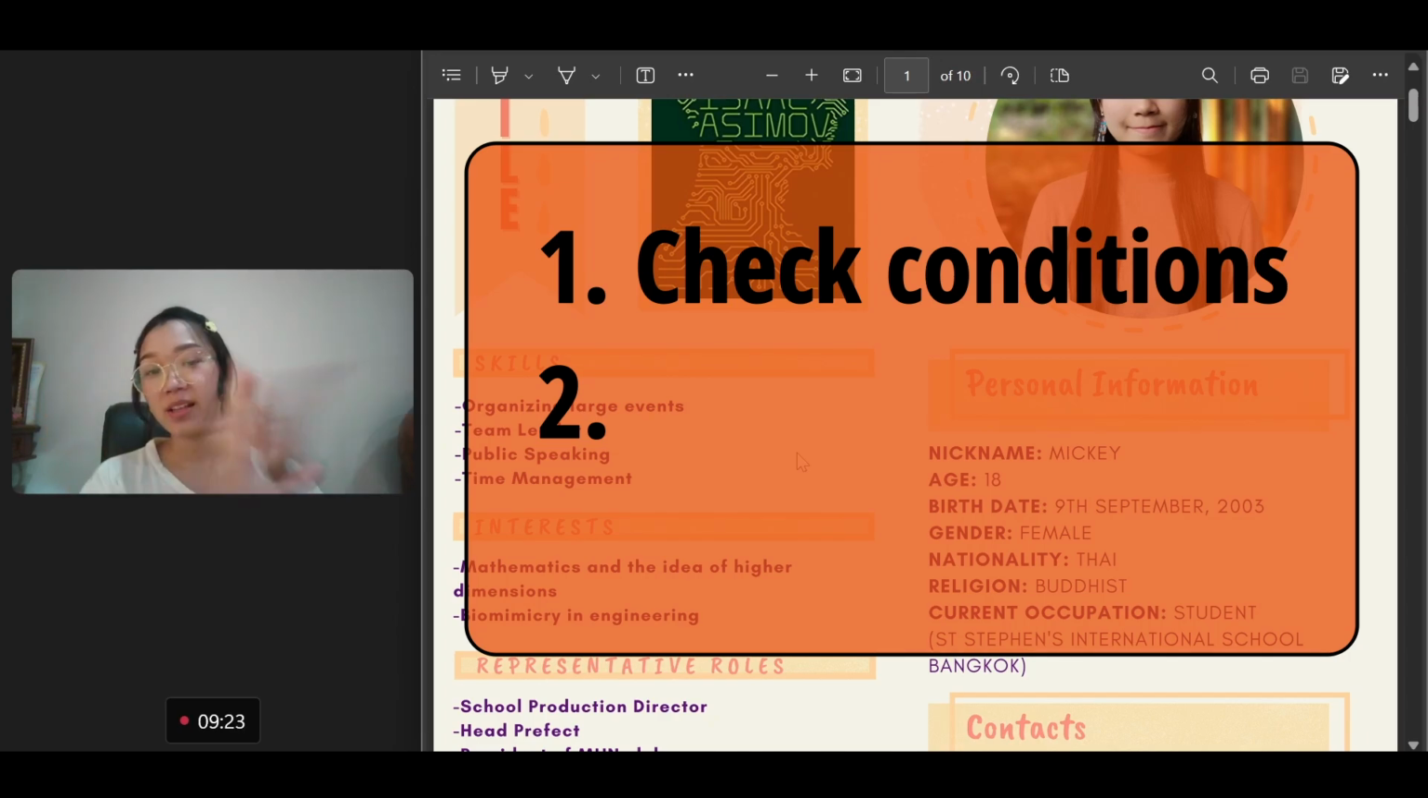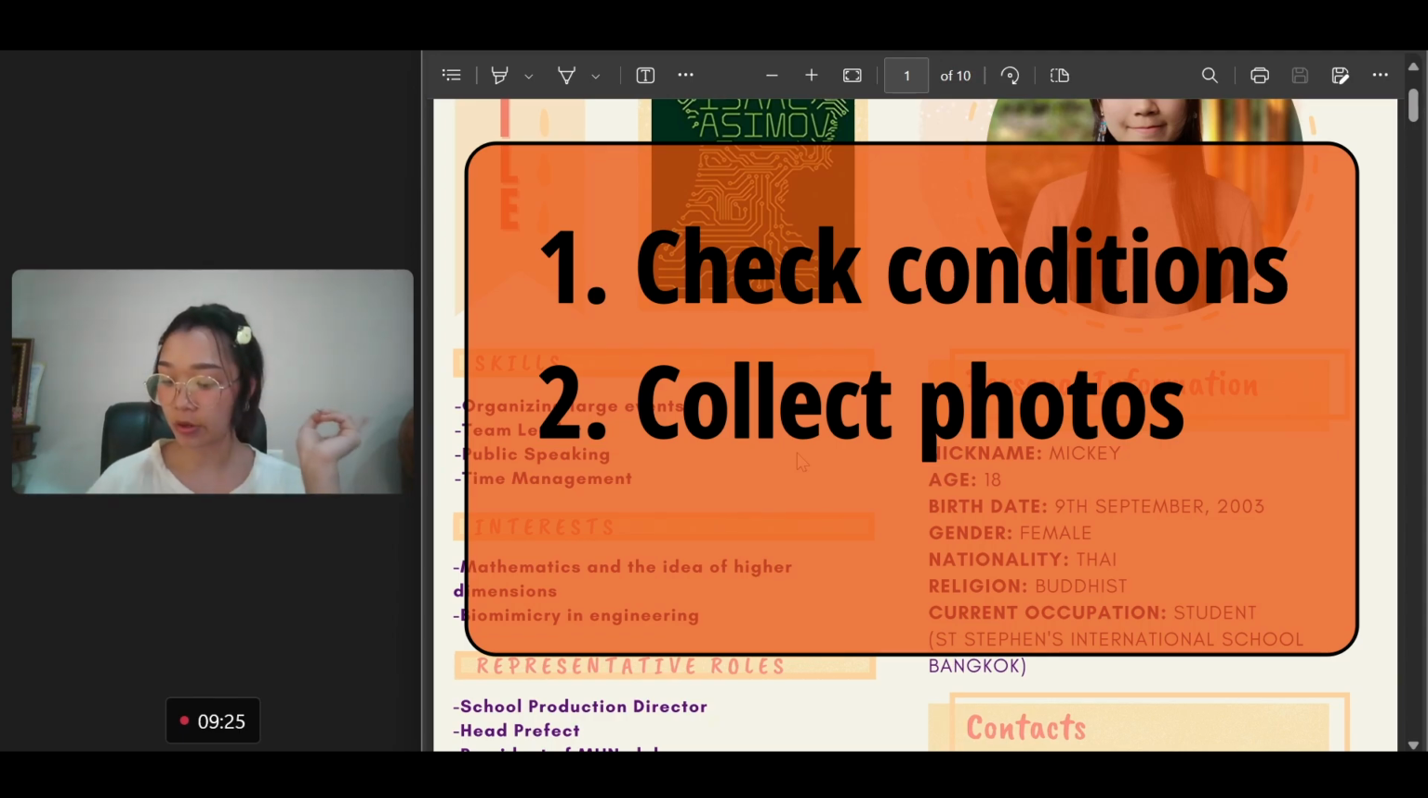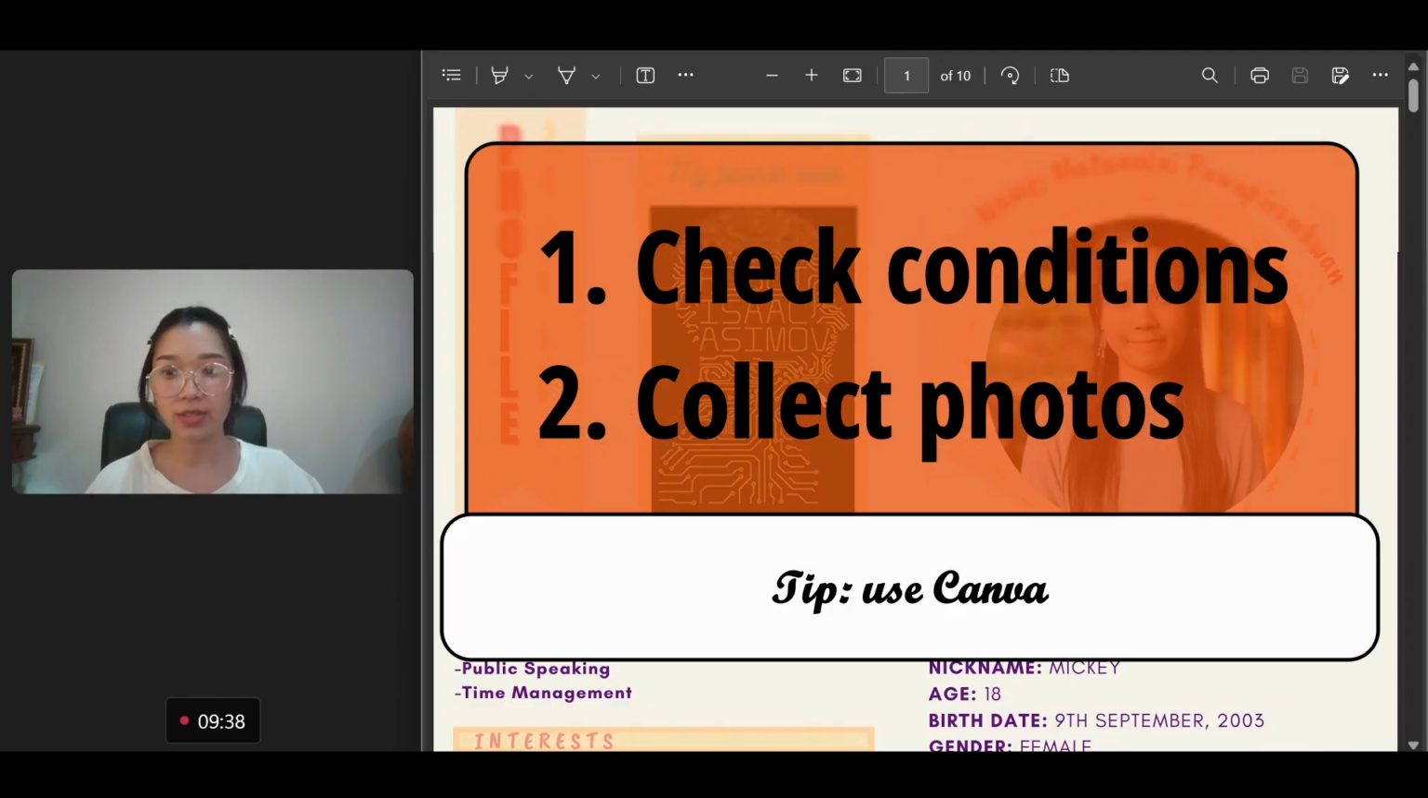Second thing is, for your portfolio, make sure that you collect some photos, okay? So have some photos of your certificates, have some photos of yourself. That's how you can prepare. For me, I used Canva to make this, and so yeah, that's how you can build your portfolio.